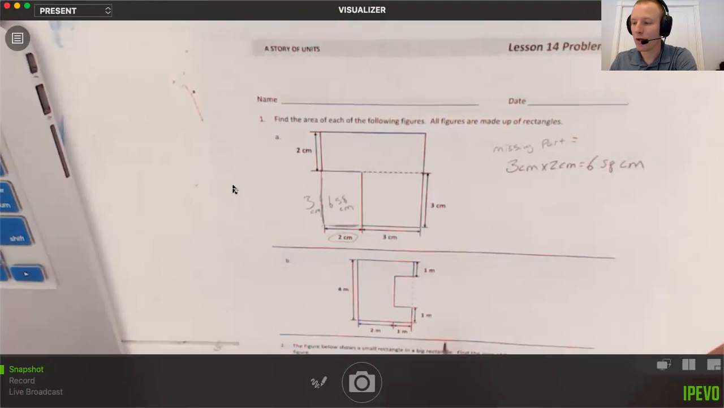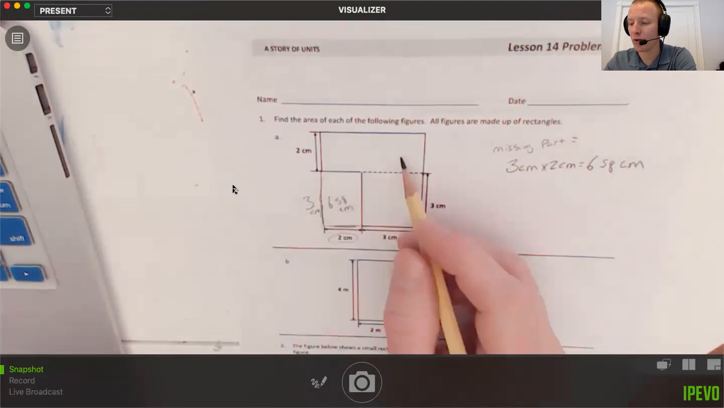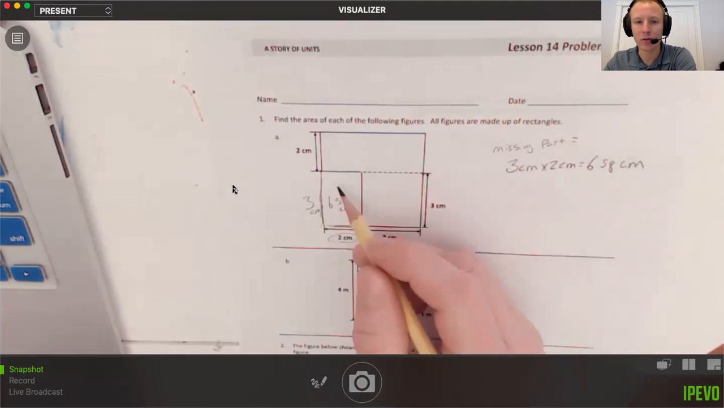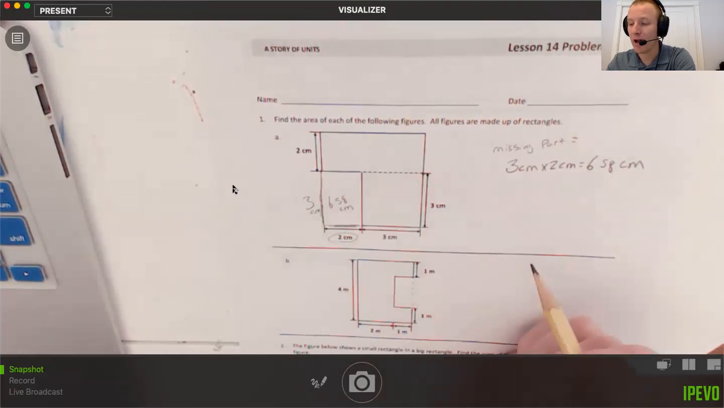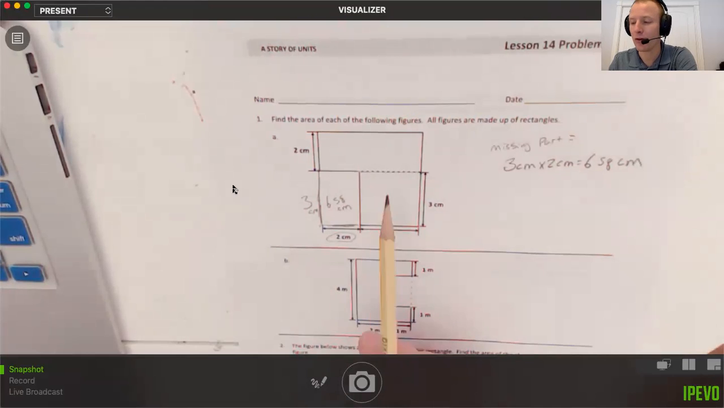So this is 6 square centimeters. I know that eventually I'm going to have to subtract that piece at the end, because it's not actually included in the figure that we're trying to measure. So eventually we're going to subtract this from our total. Now we need to go about finding the total. In this case, it doesn't just give it to us like in lesson 13 it would have. We have to figure it out.